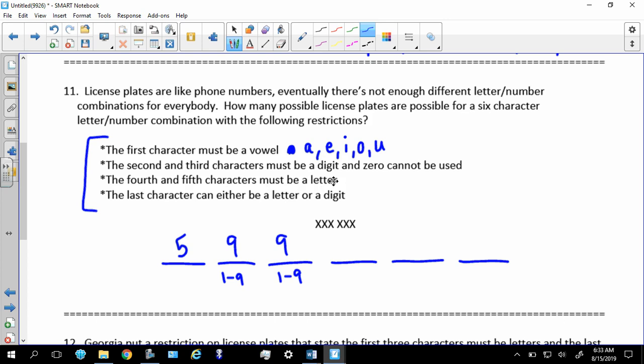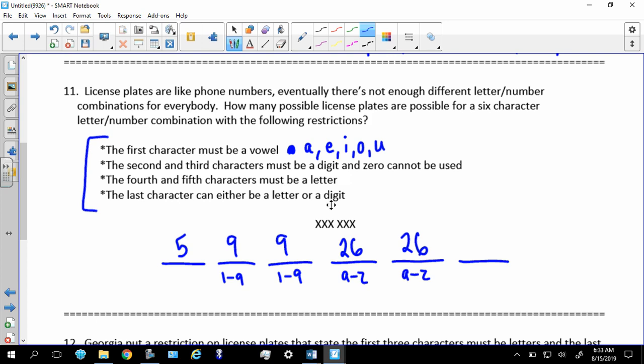All right, there's no restrictions on this, so we're going to do 26, 26, because it will be a letter, A through Z, A through Z, A through Z. You don't have to write A through Z. I do it just to make sure we're good. The last character can either be a letter or a digit.